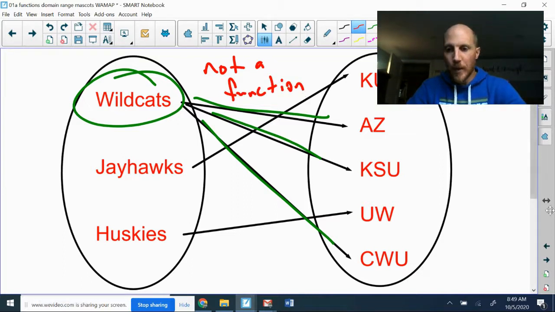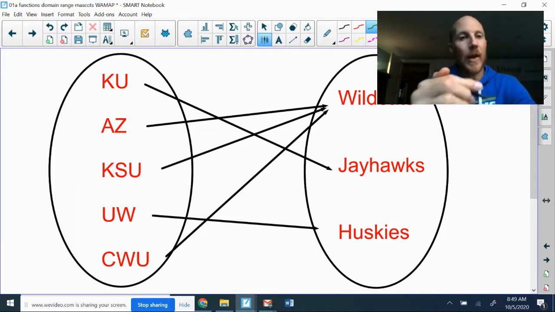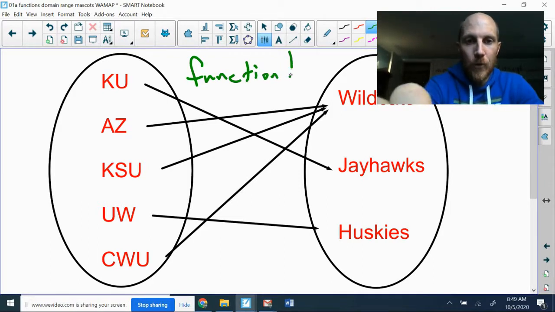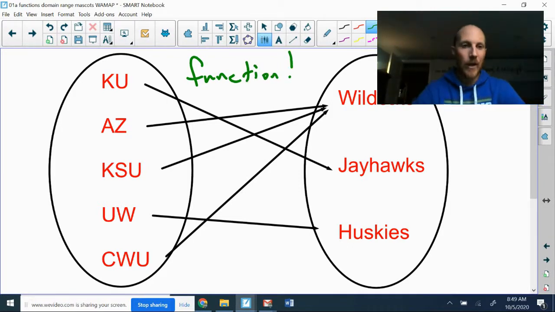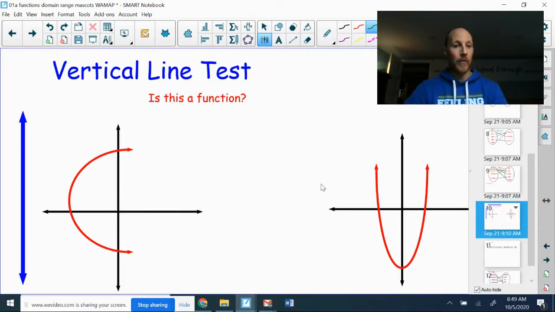If I compare that to the previous one, every input had one output value. Some of them had the same output, and that is not an important detail for us. The only thing we're interested in is, does each input go to one output? And it did. All right, so let's move on to graphs.